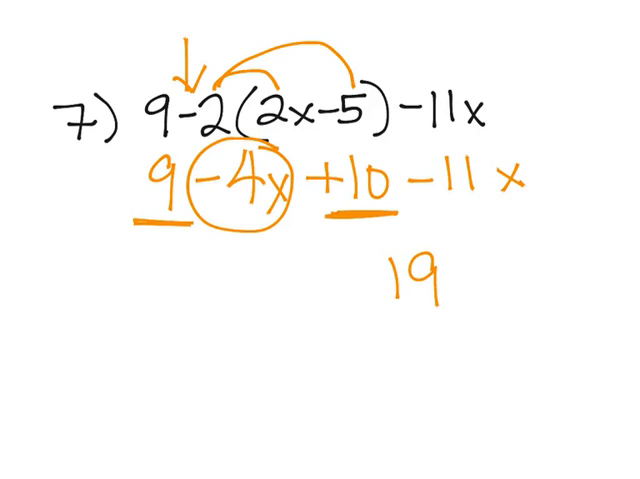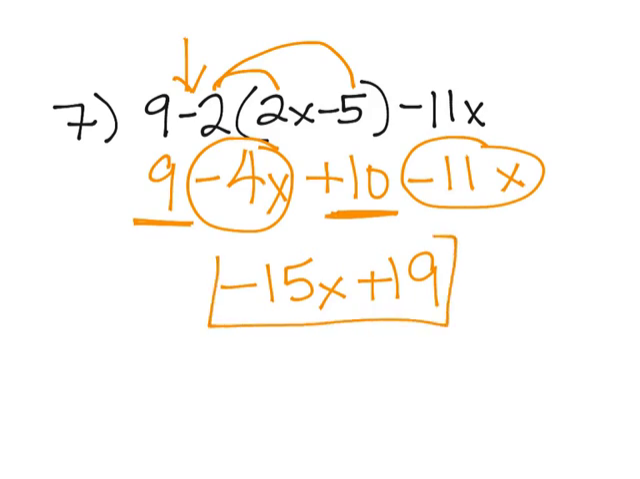Make sure you keep that negative there. Minus this 11 over here. So negative 4 minus 11 is negative 15x. That was a positive 19. We didn't write anything in front, so that's going to become a plus. So negative 15x plus 19 is our simplified form of this expression.